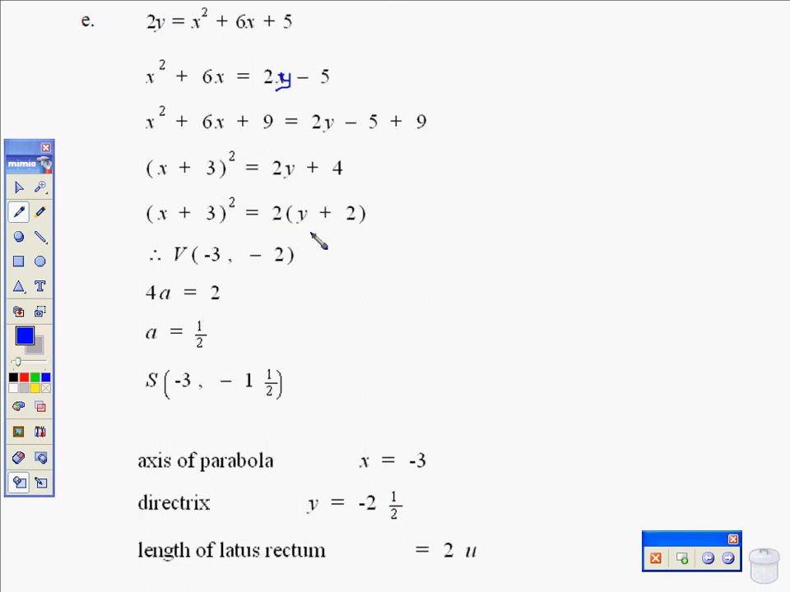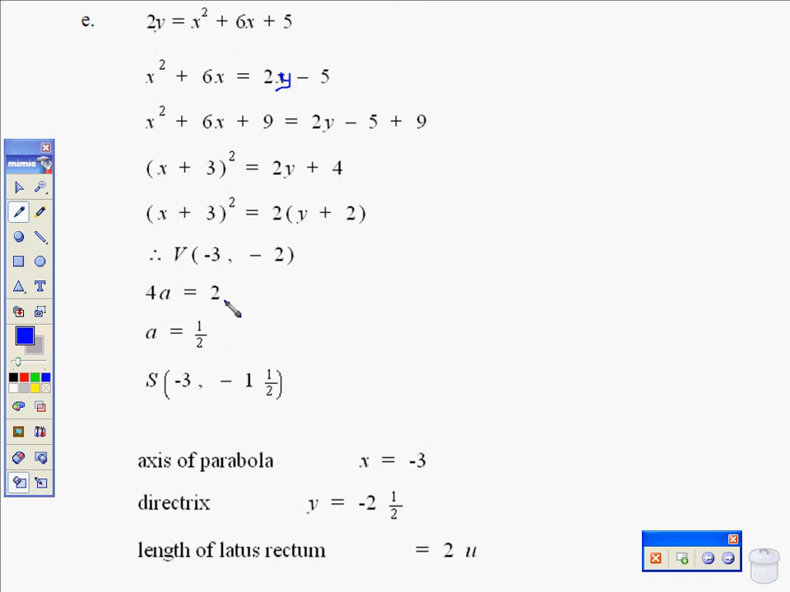We factorize 2 out the front because we need y by itself. It needs to be y minus k. So you can't have a number in front of y. We need to factorize it out. So that's why the 2 has to come out. Whatever's in front of y here factorizes out and leaves us the values in here. So we get (minus 3, minus 2) from our h and k.